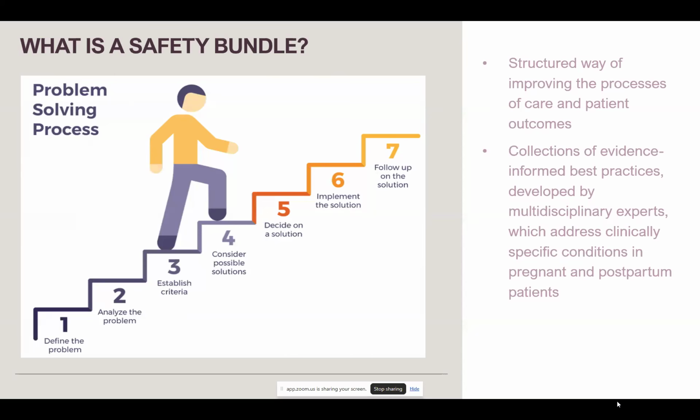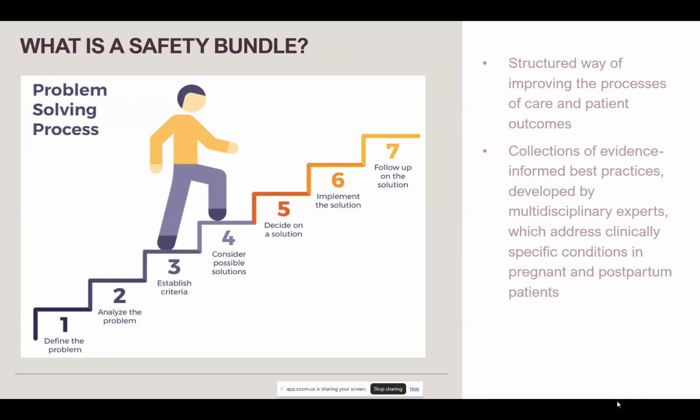So what is a safety bundle? A safety bundle is a structured way of improving processes of care and patient outcomes. To put together a safety bundle, there are experts from multiple areas in healthcare and quality improvement work, and they gather all of the best practices, all of the multidisciplinary pieces and parts that will clinically address very specific conditions in the pregnant and postpartum patient. Now, there are safety bundles for non-pregnancy related things, but the ones that I'm most familiar with are the ones that we work on for our pregnant and postpartum patients.